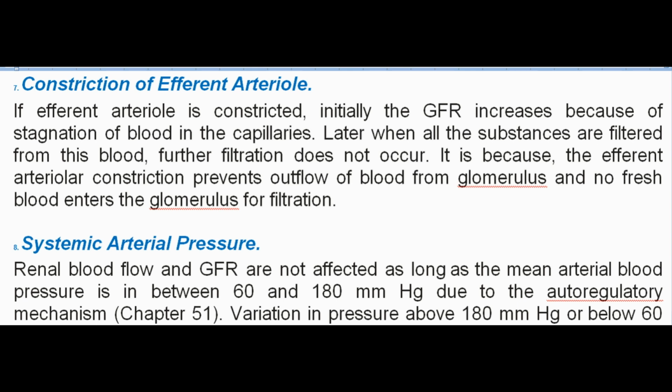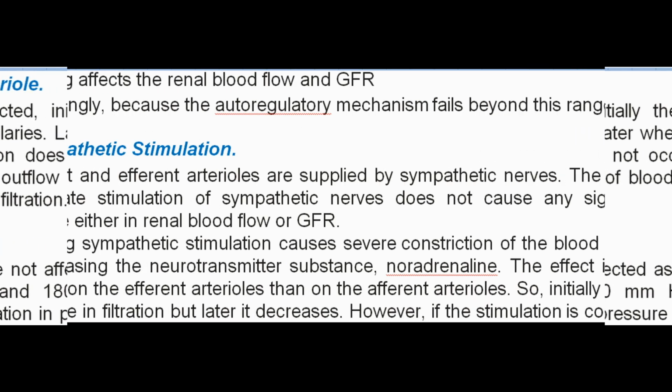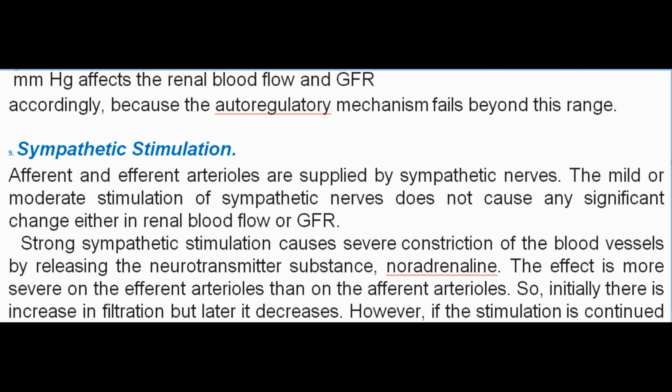Systemic arterial pressure. Renal blood flow and GFR are not affected as long as the mean arterial blood pressure is between 60 and 180 mmHg, due to the autoregulatory mechanism, Chapter 51. Variation in pressure above 180 mmHg or below 60 mmHg affects the renal blood flow and GFR accordingly, because the autoregulatory mechanism fails beyond this range.